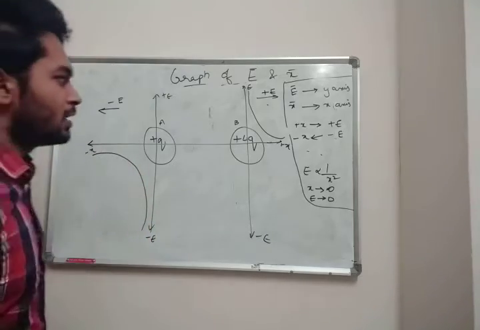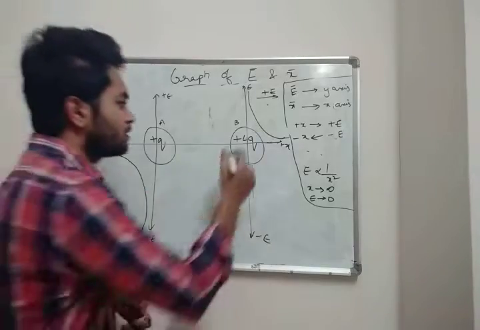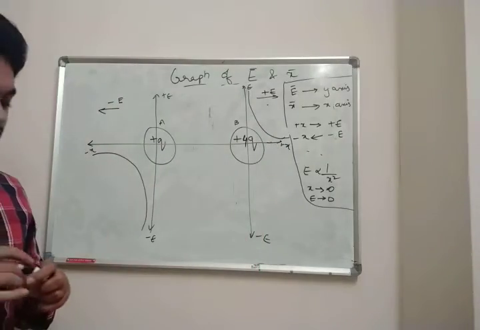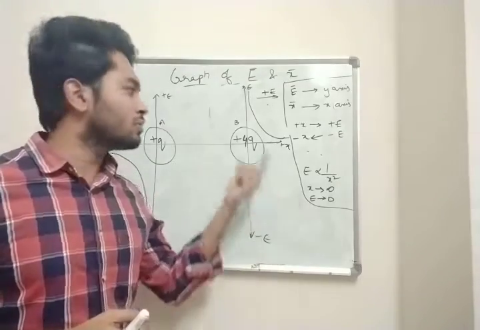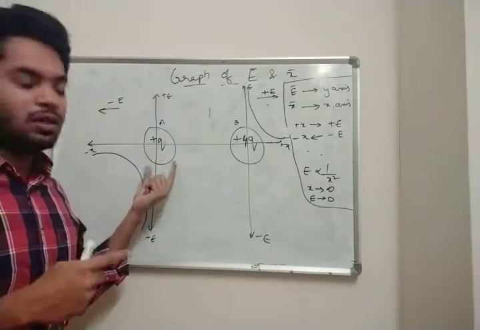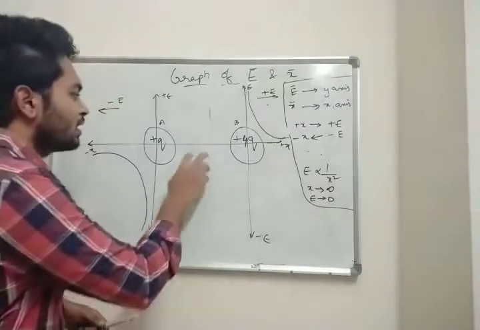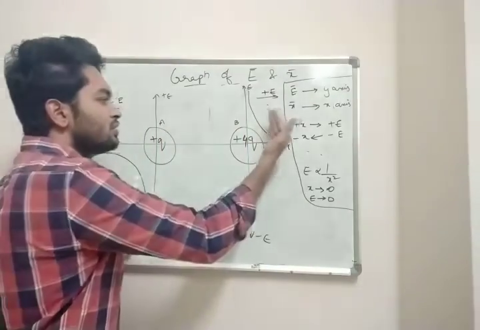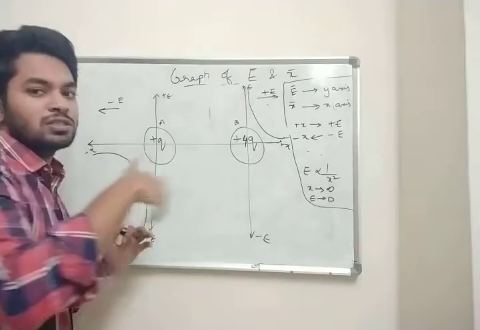Now what happens in the middle? Now this is positive 4Q, this is positive Q. So comparatively this is a bigger charge. 4 means 4 times Q, 4 into Q. So this is a big charge. This is only 1 into Q, so this is a smaller charge. Now where will the electric field meet? This will produce some electric field, this will also produce some electric field. But the electric field of 4Q is more because it is 4 times greater.